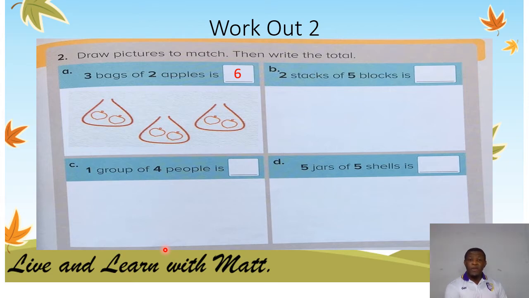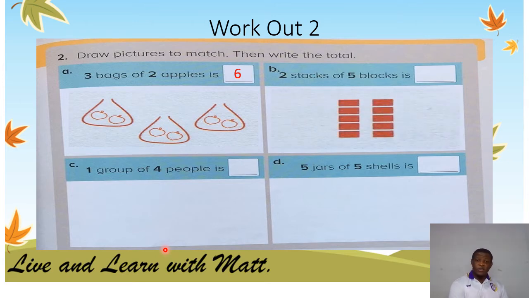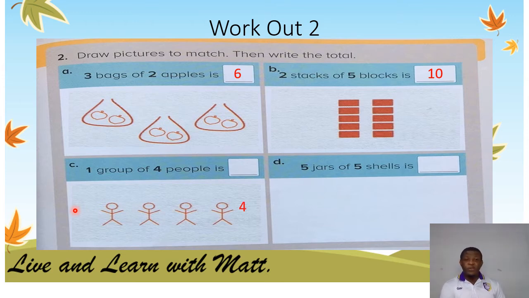Part B, 2 stacks of 5 blocks. So let's draw 2 stacks of 5 blocks. Now let's count in fives. We have 5, 10. Therefore, 2 stacks of 5 blocks is equal to 10. That's correct. Now part C, 1 group of 4 people. So let's draw 1 group of 4 people. Therefore, a group of 4 people is equal to 4.